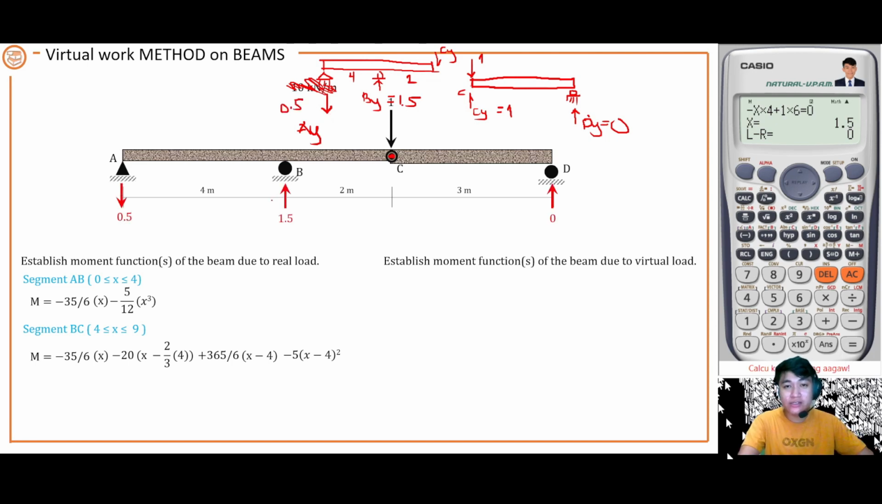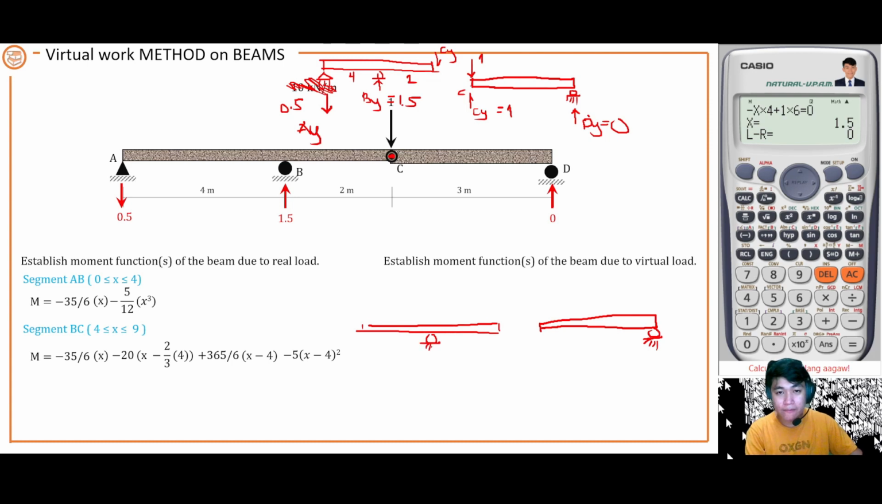Let's check if the answer is correct. Yes, correct. Actually, you have two ways to calculate the reaction at the support. As we cut the section earlier, we put the 1 unit load here. You can also put the 1 unit load here, downward, instead of putting it to the right side.